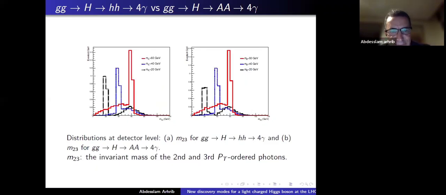Okay, so here is the same. On the left is the distribution for the CP-even and the right is the CP-odd. And so you can see the distributions are still the same for different pairings of the photons in the final state. Okay, next slide.